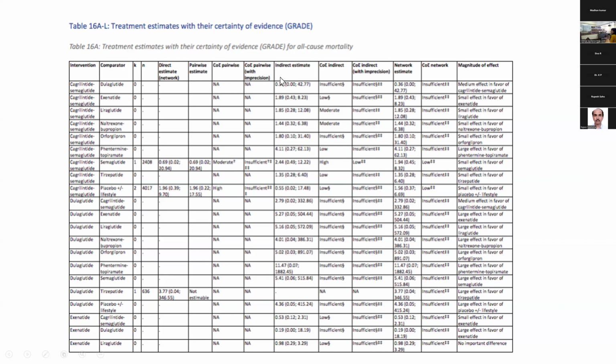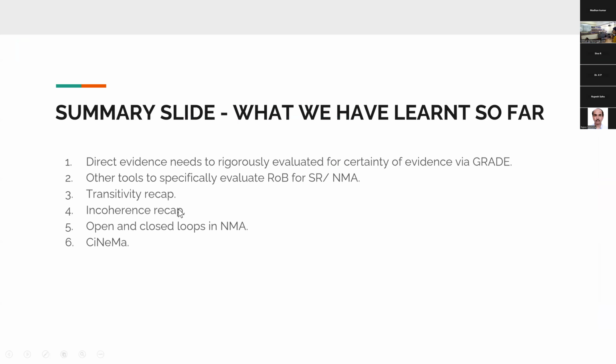Now, CINeMA is confidence in network meta-analysis. So basically, it is an analogy of doing GRADE for a network meta-analysis. The authors here haven't used it, but it is a tool that can be used. So the summary of what we have learned so far is direct evidence needs to be rigorously evaluated for the certainty of evidence via GRADE.